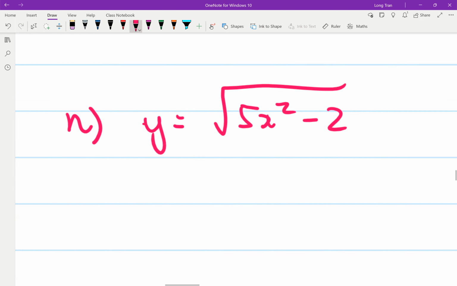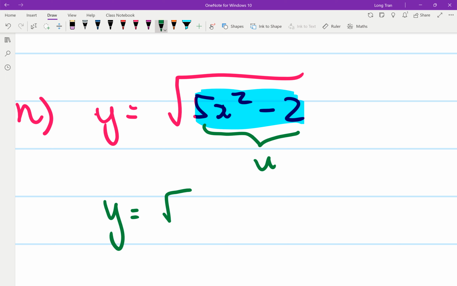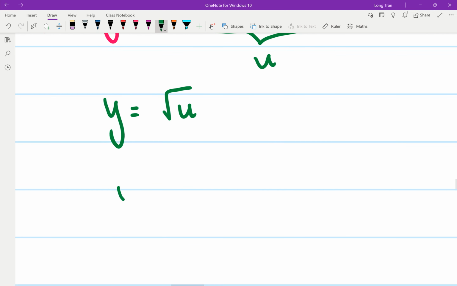Let's have a think. What's the problem here? It's not the square root. It's this one. We don't like the multiple terms. If I replace that with the letter u, this now becomes y equals the root of u. True? Now, to differentiate this, what's another way of writing square root of u? 1/2. And suddenly, can you see this is differentiable? This is what you were doing now.